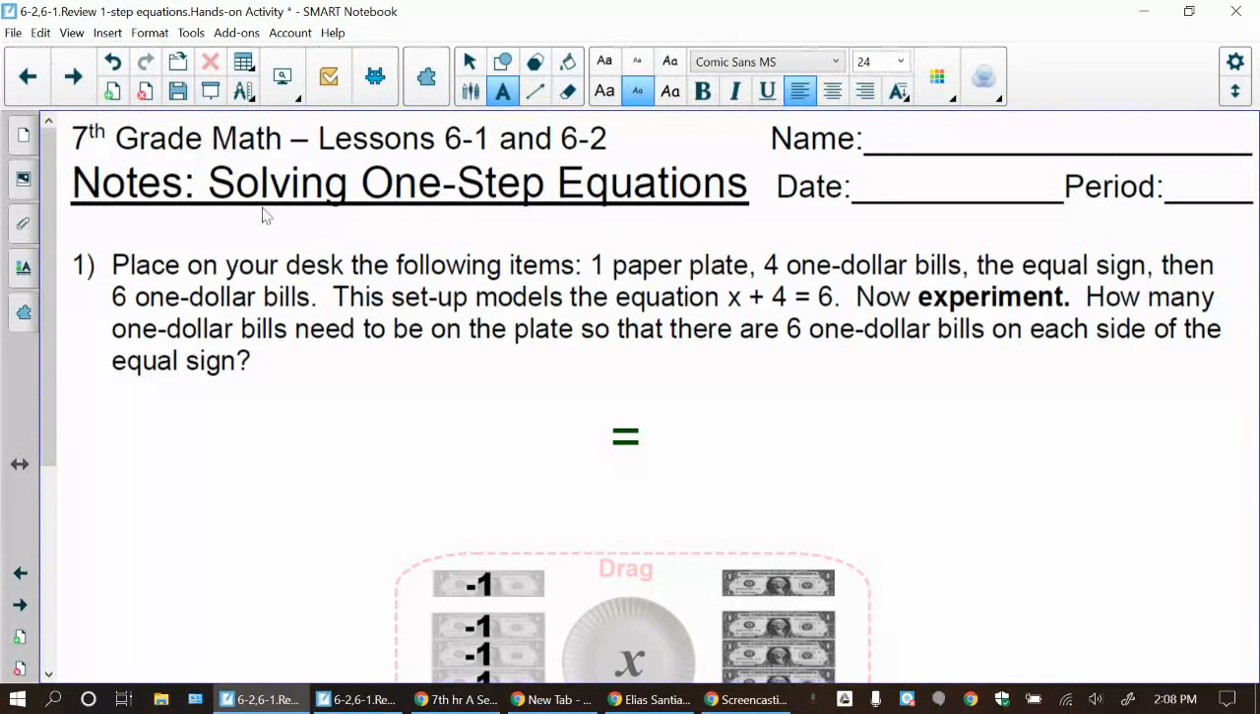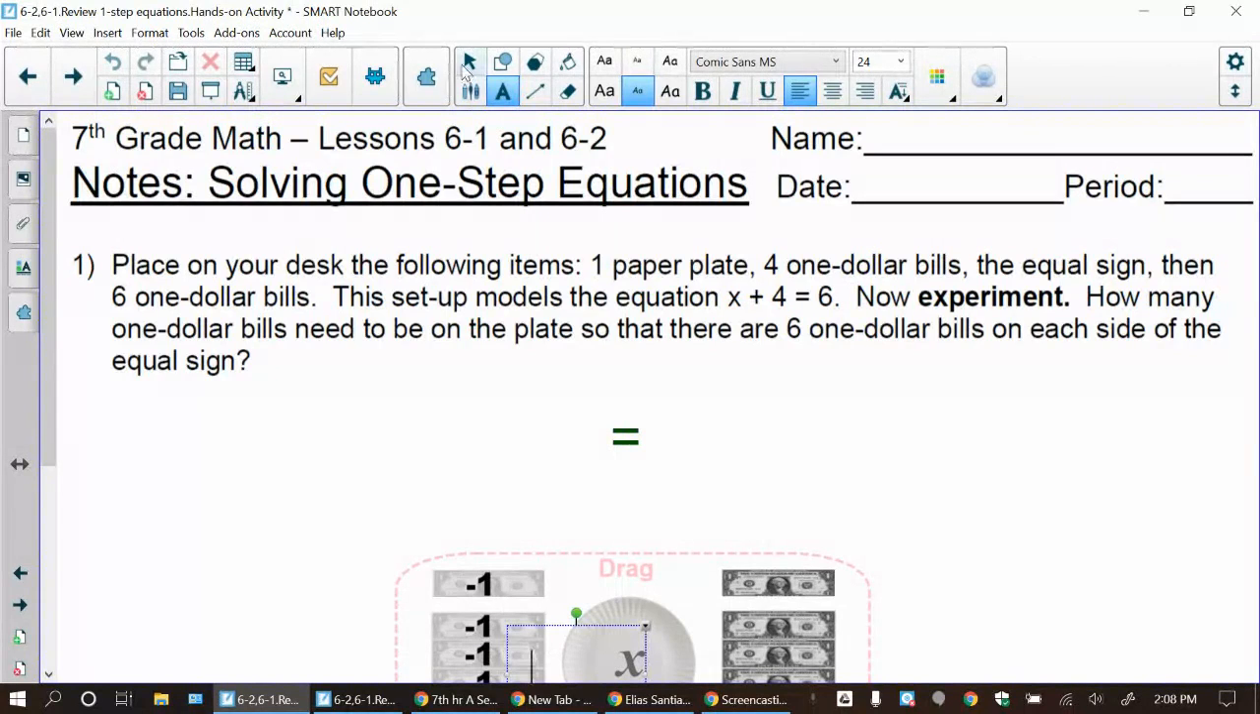All right, solving one-step equations. We're going to place on our desk the following items. We need one paper plate and then four $1 bills, then the equal sign. Okay, so it says we need one paper plate.